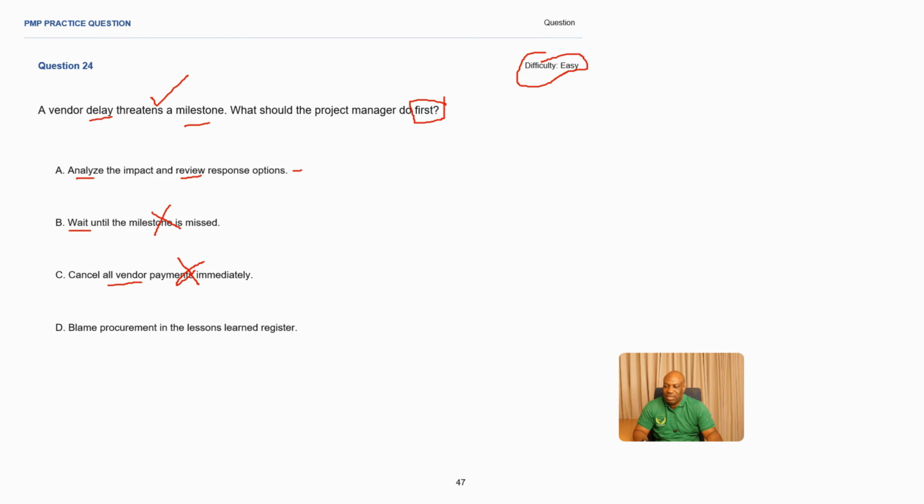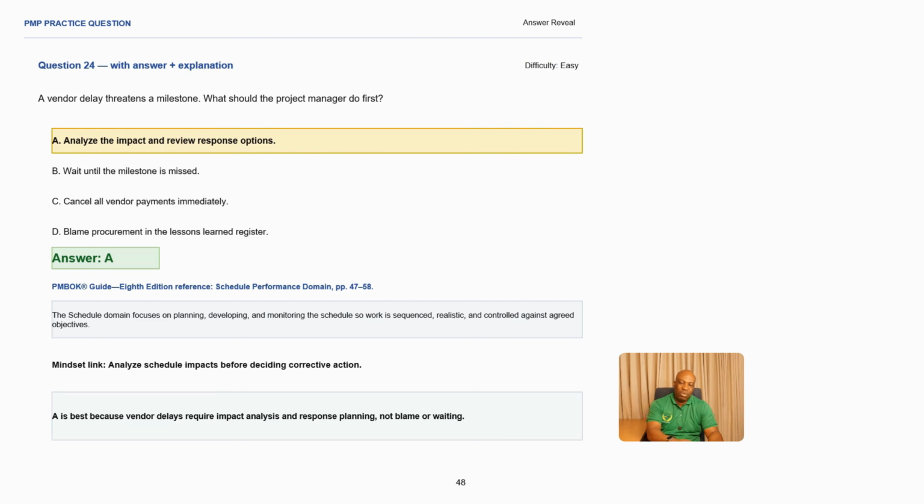You cannot just cancel. Remember, you have contracts on this. Blame procurement in the lessons learned register. You don't blame people in a project environment. Try to understand, evaluate the problem, and come up with a solution. Making A the best answer in this scenario. You need to analyze, which is good, get more information about the impact, and review the response. You're also getting information when you review the response.